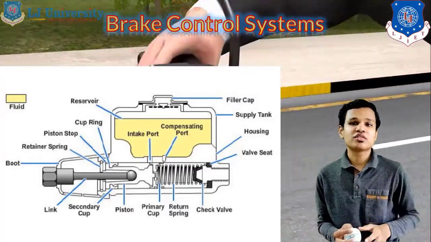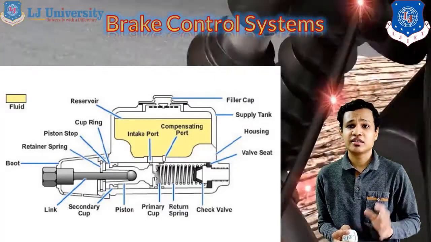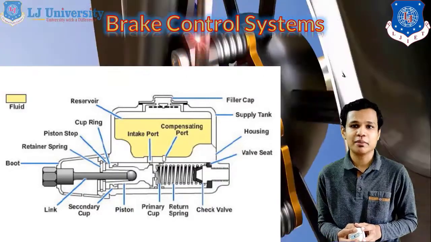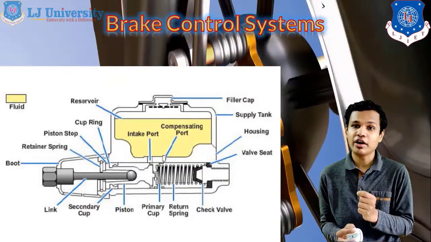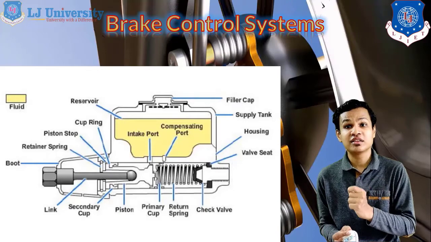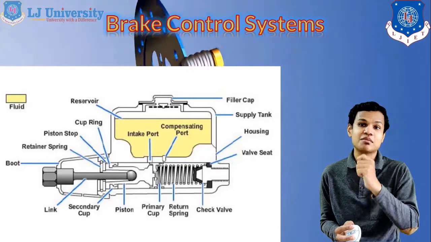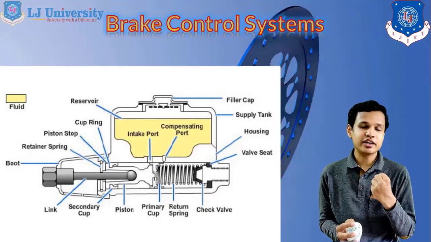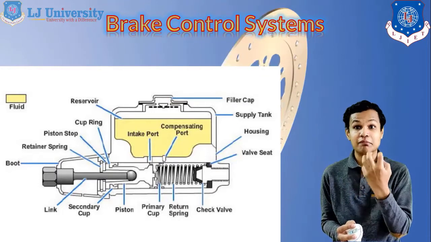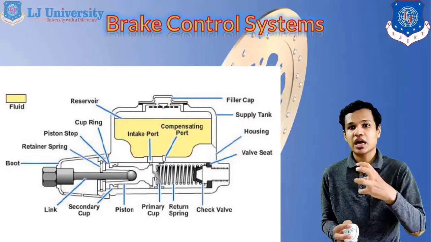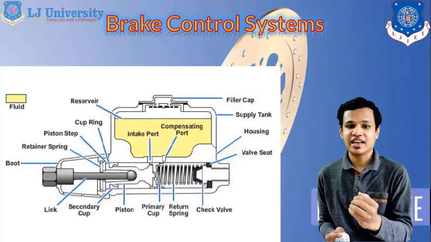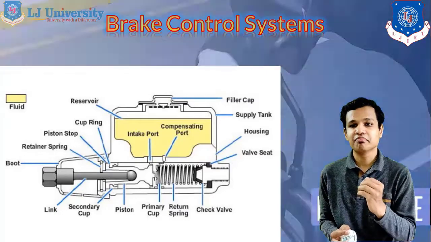There are two ports in the master cylinder, which are of utmost importance. The first one is the intake port and the second one is the compensating port, or we can also say the bypass port. If you remember, we have already studied this in the basics of the automotive system, but again, let's understand how this simply works.